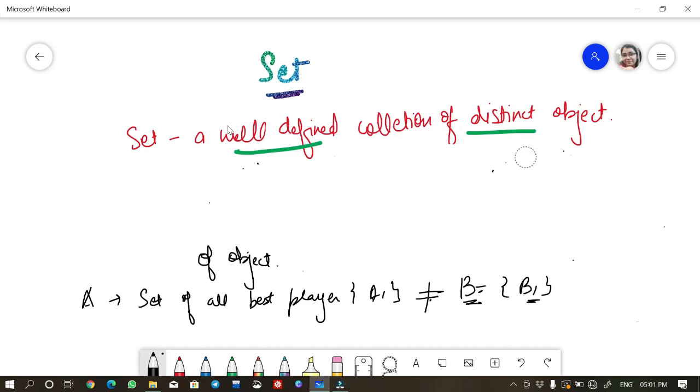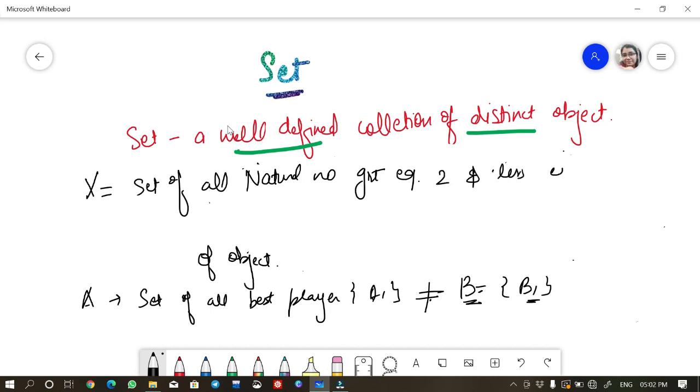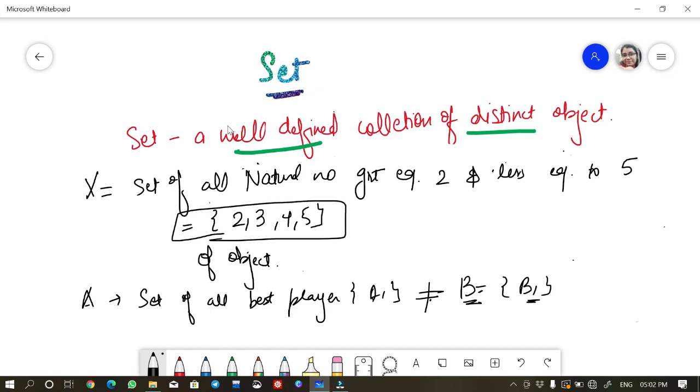If you ask me one example, I can give you one of set of all natural numbers greater than equal to 2 and less than equal to 5. So everybody will have the same answer 2, 3, 4 and 5. So that is why this property can be considered well defined because everyone will give the same answer of this question. There is no confusion whether 2 should be added in this set or not, or 3 should be added or not, 6 should be added or not. You have to simply check this condition and if it satisfies it will be inside this set, otherwise not. So that is the definition of well defined.